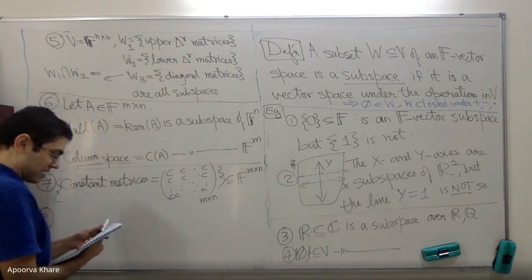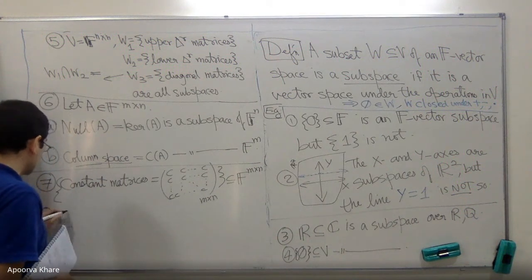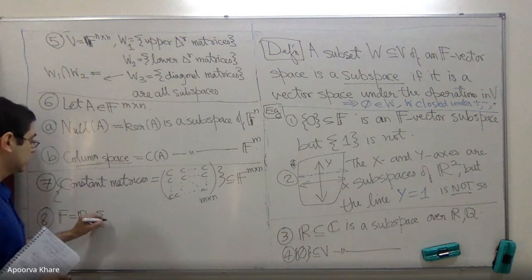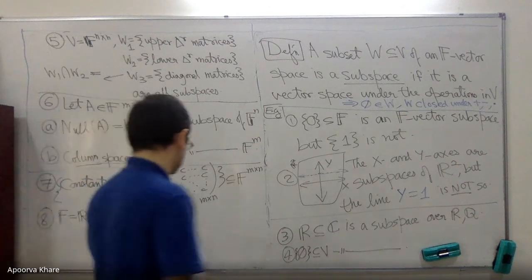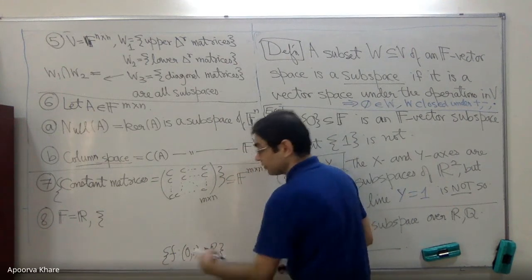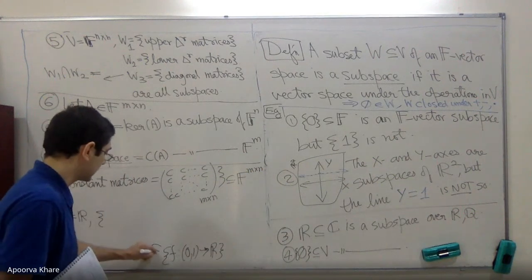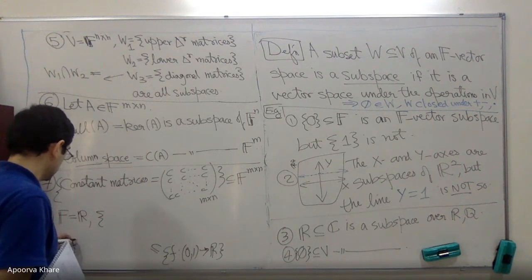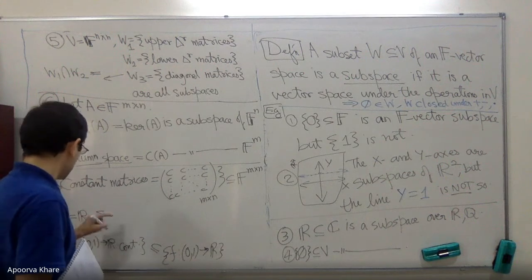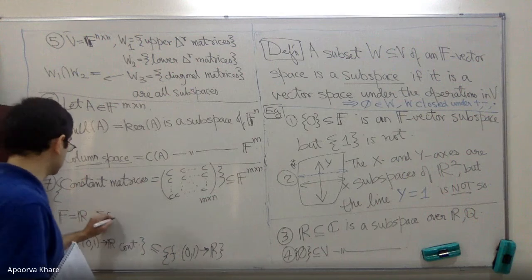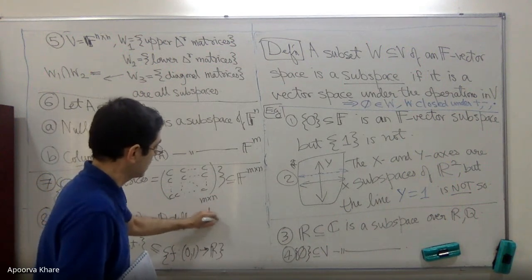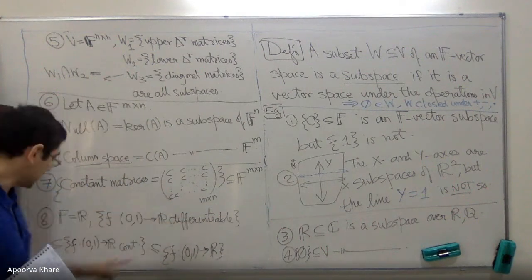Another one, here is a nice one. Let's take F to be R. The biggest space is the set of all functions from 0, 1 to R. All functions, no restriction. This contains, as a subspace, the set of all continuous functions, F from 0, 1 to R continuous. And this further contains F from 0, 1 to R differentiable. So these differentiable functions are a subspace of continuous functions.